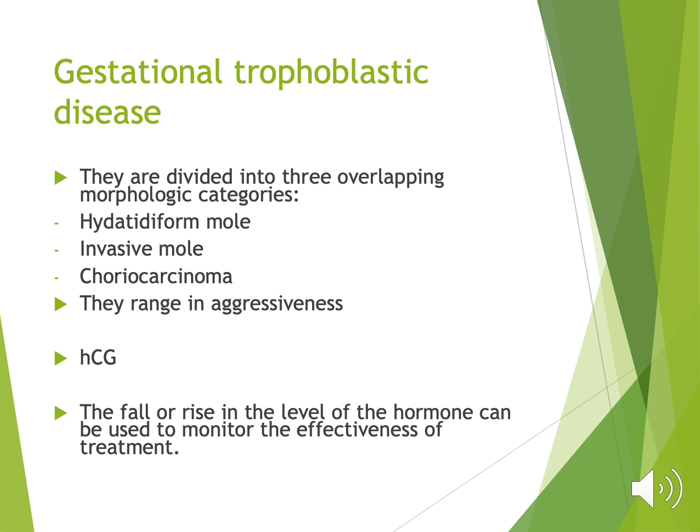Gestational trophoblastic diseases are divided into 3 overlapping morphology categories. These range in aggressiveness from totally benign to highly aggressive and malignant. The hydatidiform mole, the invasive mole, and the choriocarcinoma.